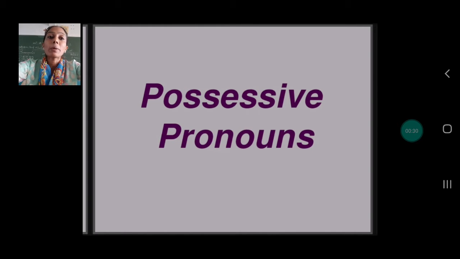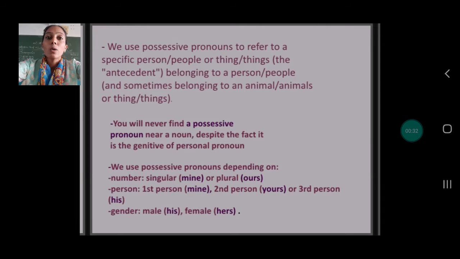So what do you mean by possessive pronoun? We use possessive pronoun to refer to a specific person or people or thing or things, that is the antecedent, belonging to a person or people and sometimes belonging to an animal or animals or thing or things. That means possessive pronouns refer to specific, particular people or things.